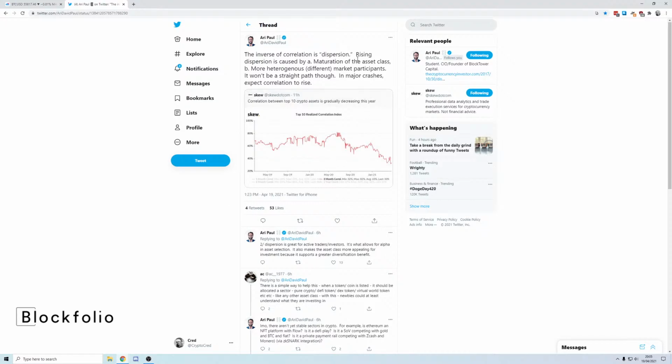I really hope this sticks around. And already in major crashes, expect correlation to rise. I agree in principle, but it's kind of fascinating to see how that's just not been the case so far with crypto.